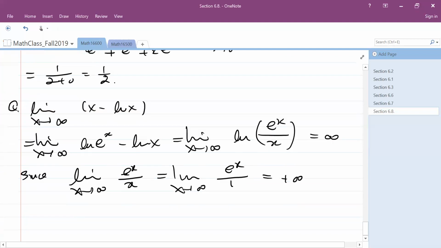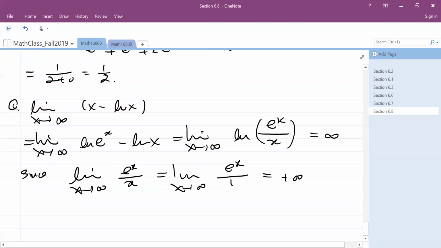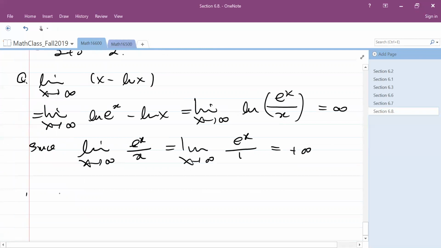So now we discuss the product, how to change the product to a quotient, how to change the difference to a quotient. Right? Now, how about this? As x approaches 0 from the positive side, whoa, x to the power x.